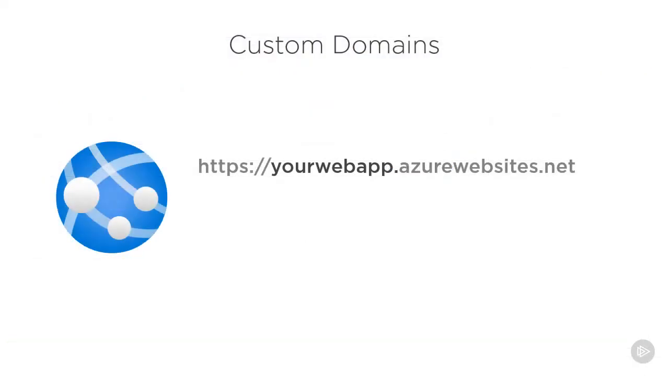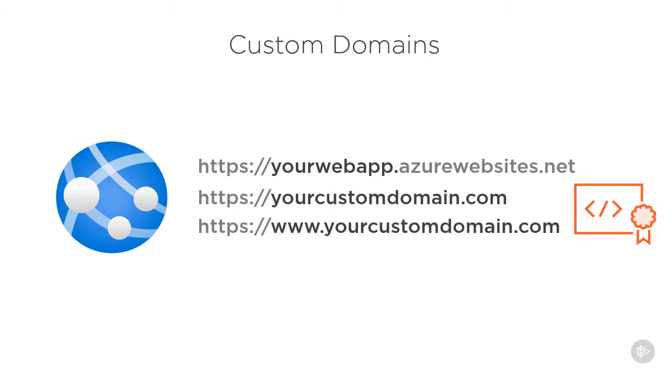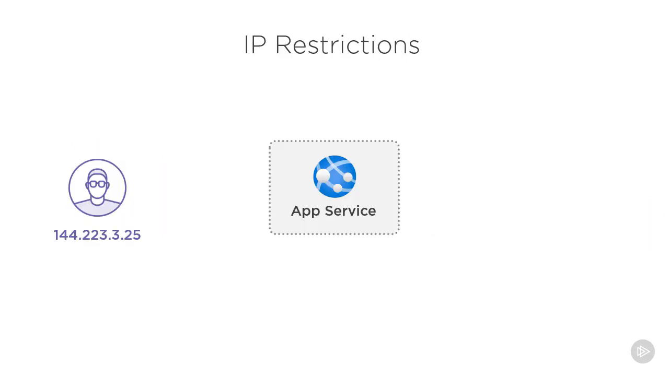I mentioned that your app gets a default domain at azurewebsites.net, but you can add your own custom domain, and you can attach an SSL certificate to those domains. You'll see both those features in detail later in this course. App Service Plan also includes a lot of security and networking features, like being able to restrict who can access the app using IP restrictions.